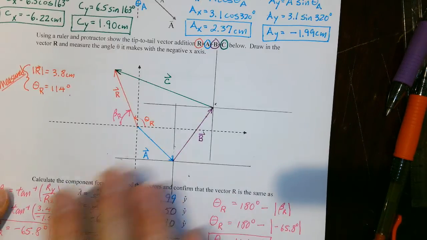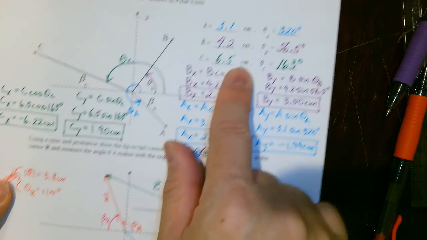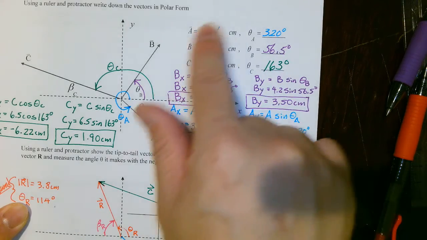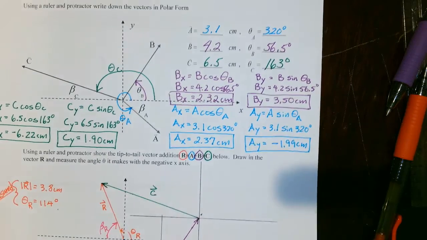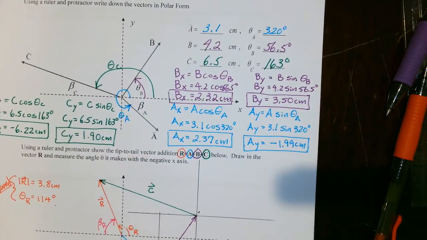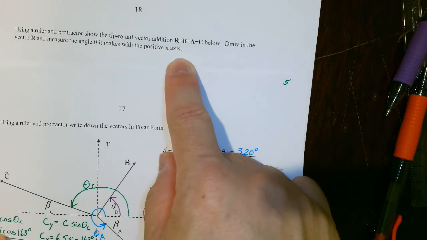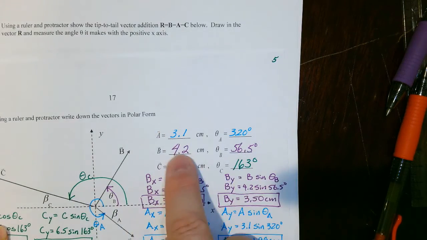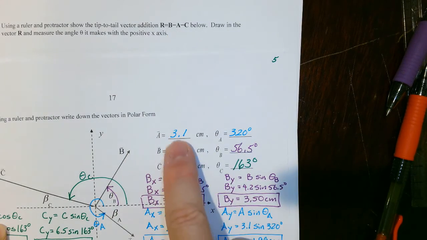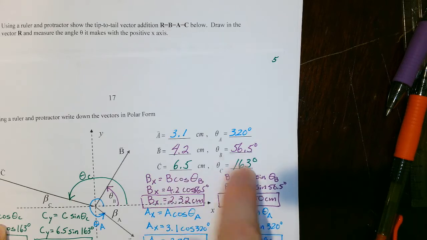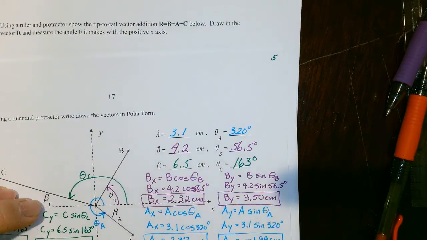Now we will use the same values that we got here. You can use your value. However, for page 18, we have a different operation. Instead of a plus b plus c, for page 18, we have b minus a minus c. So you're going to use this.